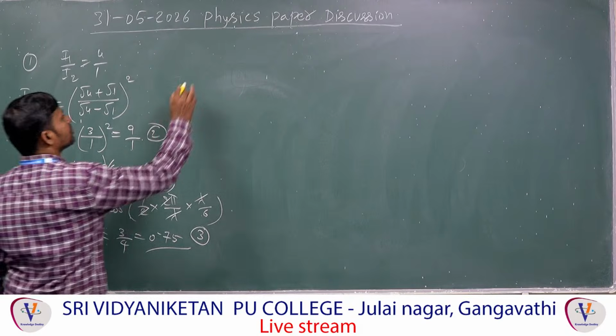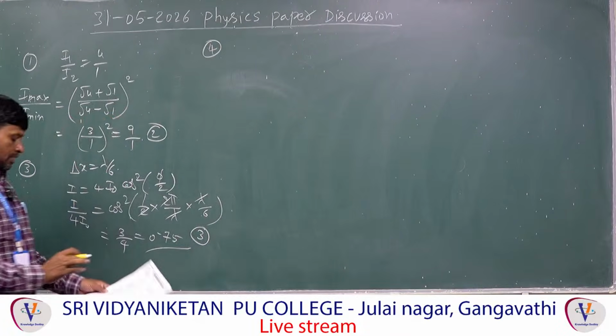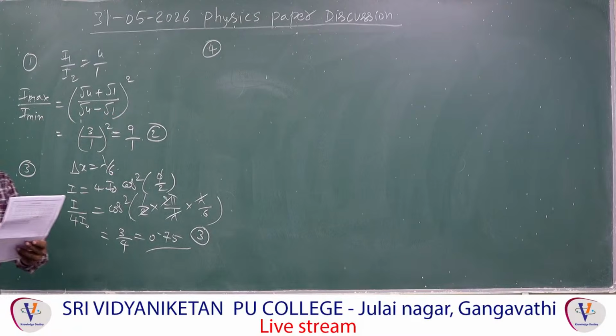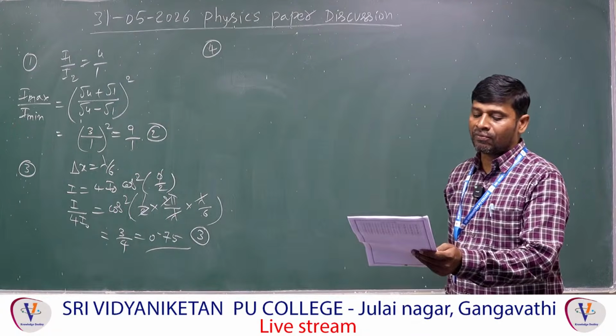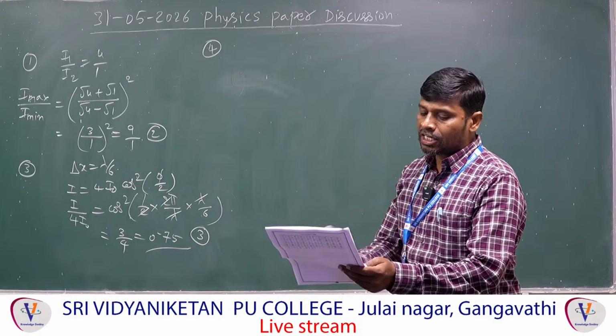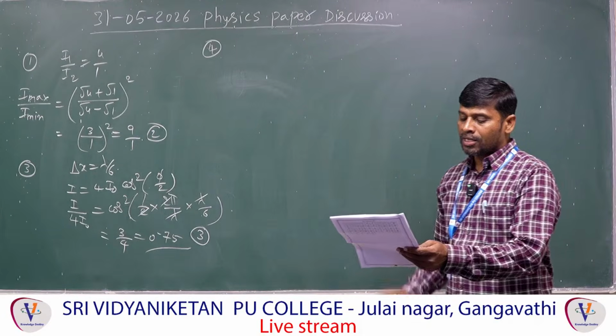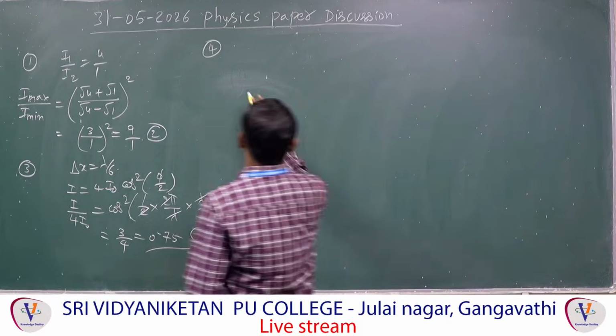Now, fourth question. In YDSE, the wavelength value is given. A thin film of thickness 2 micron and refractive index 1.5 is introduced in the path of the upper beam. That's where the location of the central maxima changes.